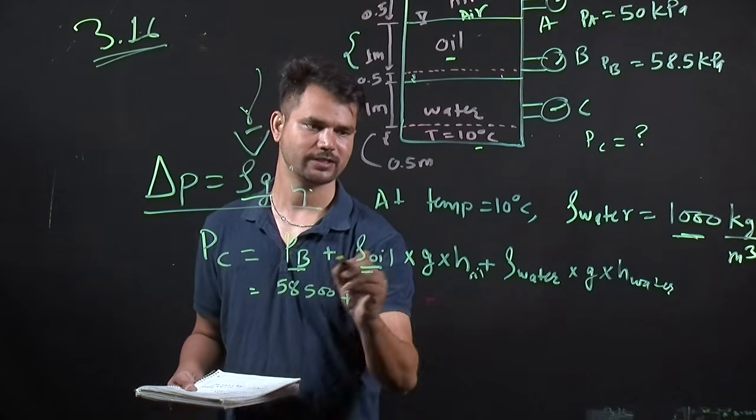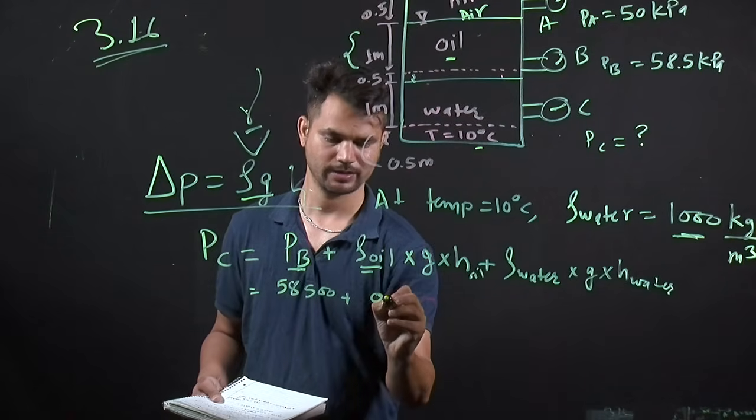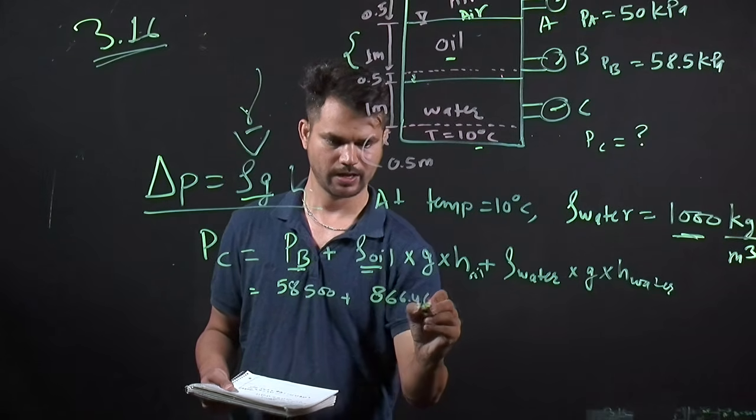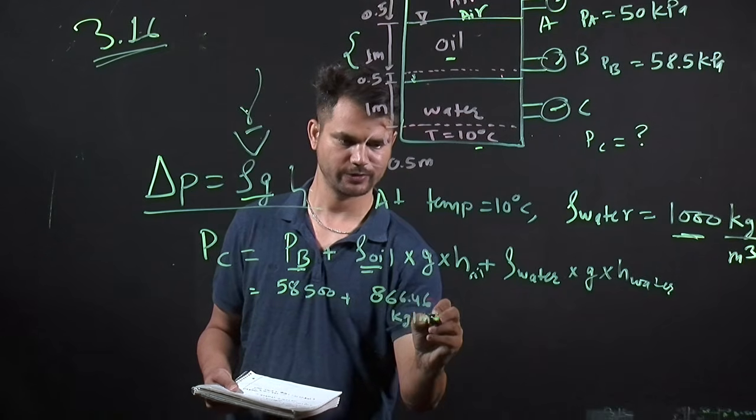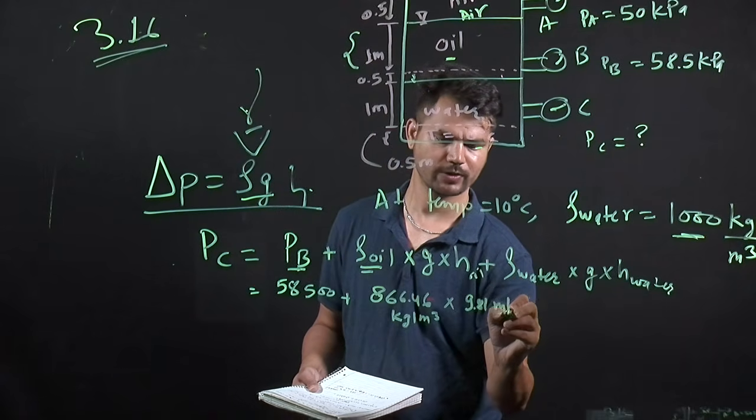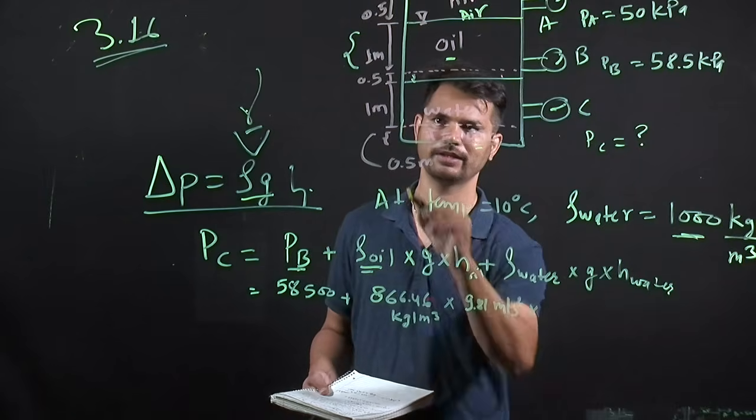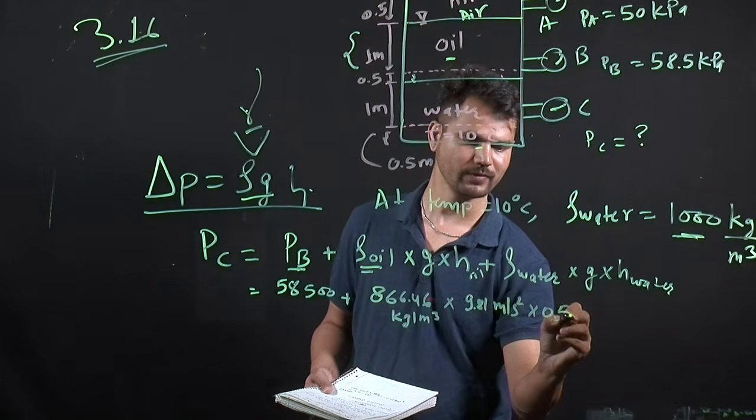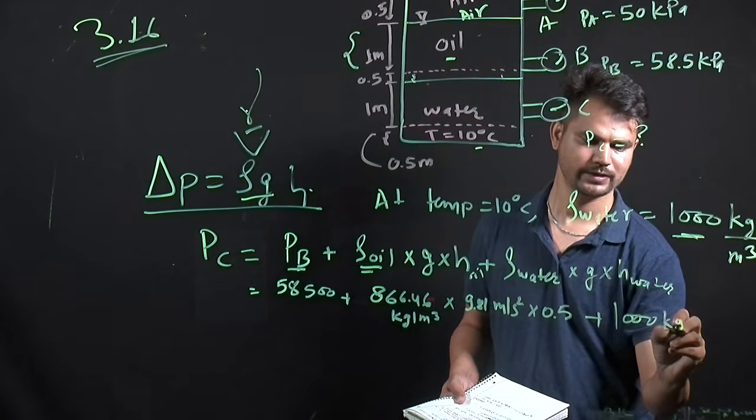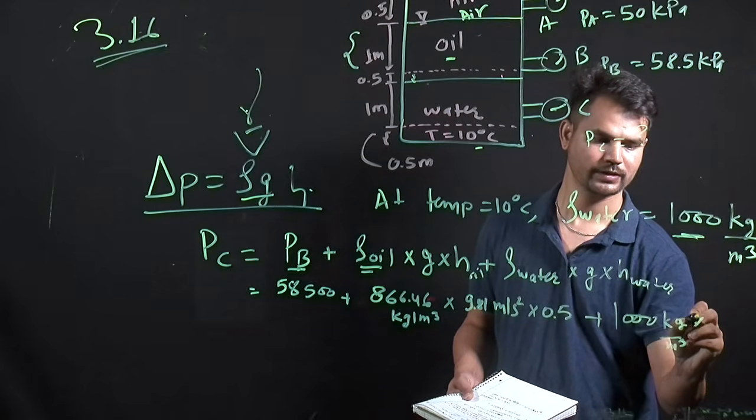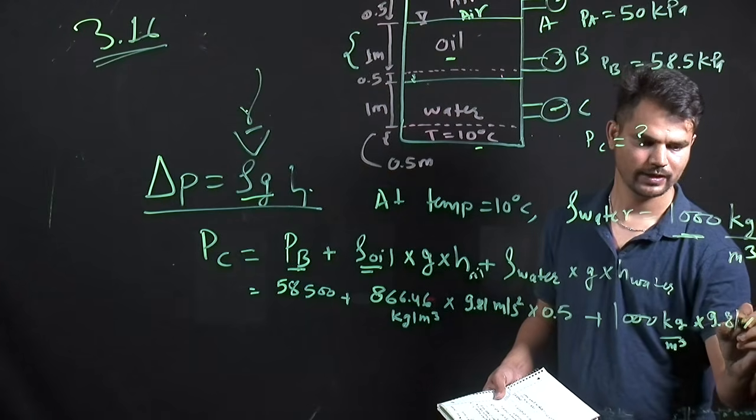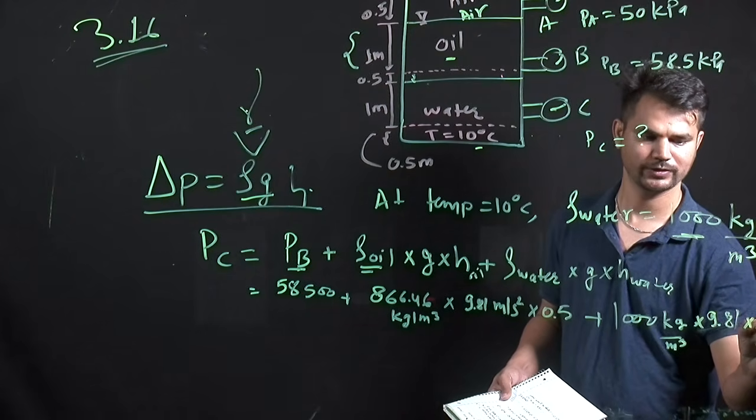58,500 plus density of oil, we know already, it's 866.46 kilogram per meter cube, times we know acceleration due to gravity is 9.81 meter per second square. H of oil is 0.5, plus density of water we know it's 1000 kg per meter cube times 9.81 into H of water, which is 1 meter.